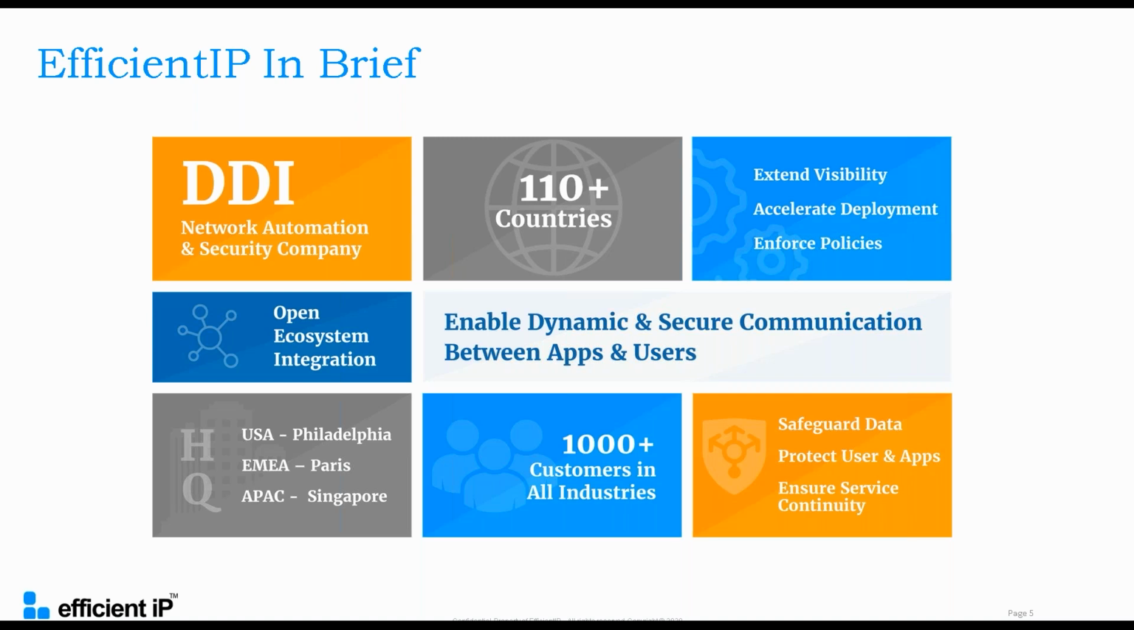And finally, as you can see, there are 1,000+ customers in all industries scattered across the world, in different sizes, different verticals, etc. We have global presence because of this. So we have offices in Philadelphia, EMEA, Paris, covering Germany, Spain, the United Kingdom, and then we have offices in the Asia Pacific region.